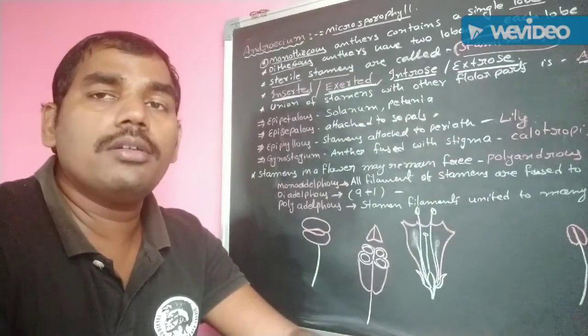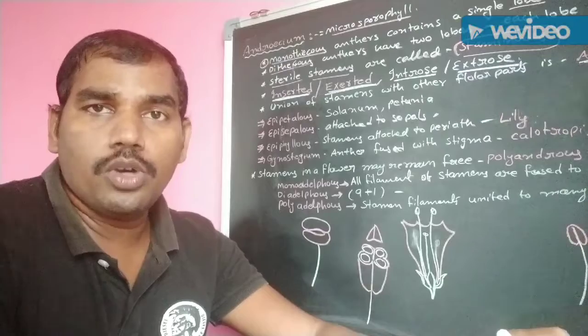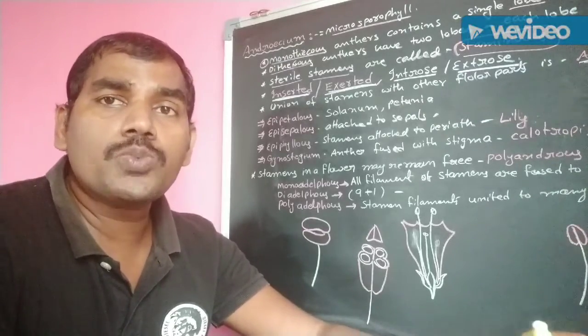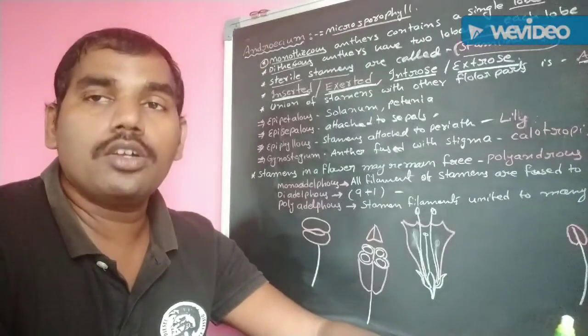Included stamens means nothing but these are in the innermost part of the corolla. Exserted stamens means nothing but these are exposed out of the corolla.